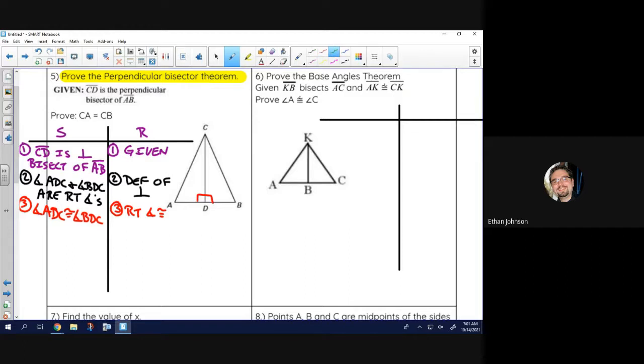Well, we had another vocab word of bisector. So I know my next reason has to be dealing with that. So a definition of bisect. And remember, bisect means to split in half. And it's saying CD splits AB in half. So I know that AD is congruent with BD. Now I'll mark those.